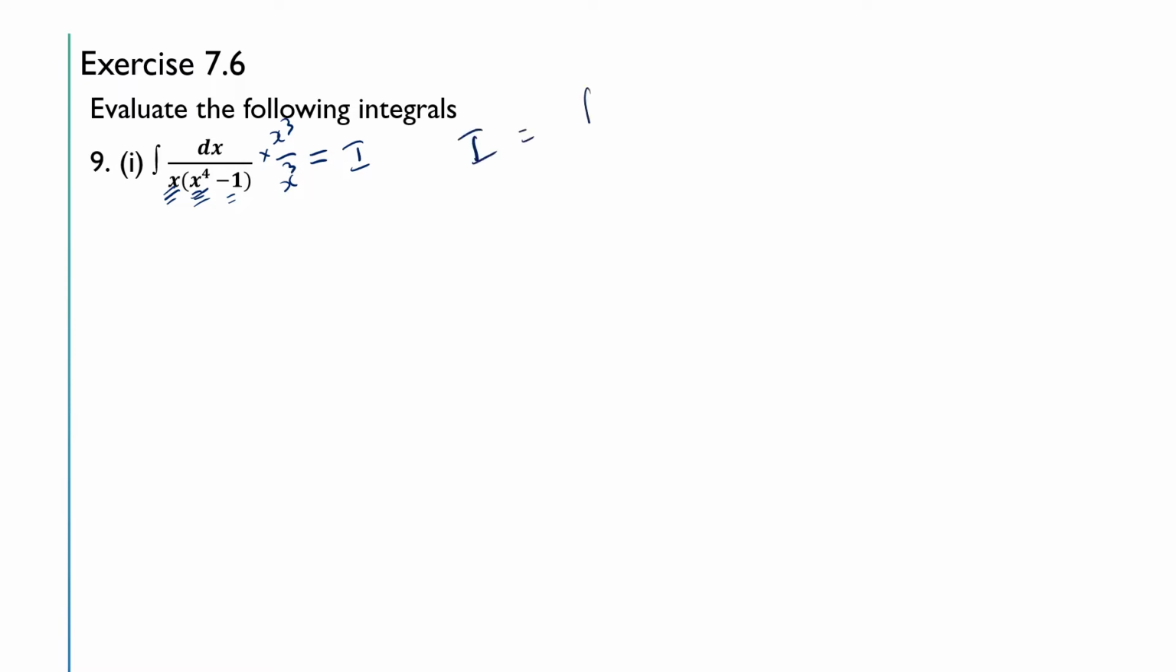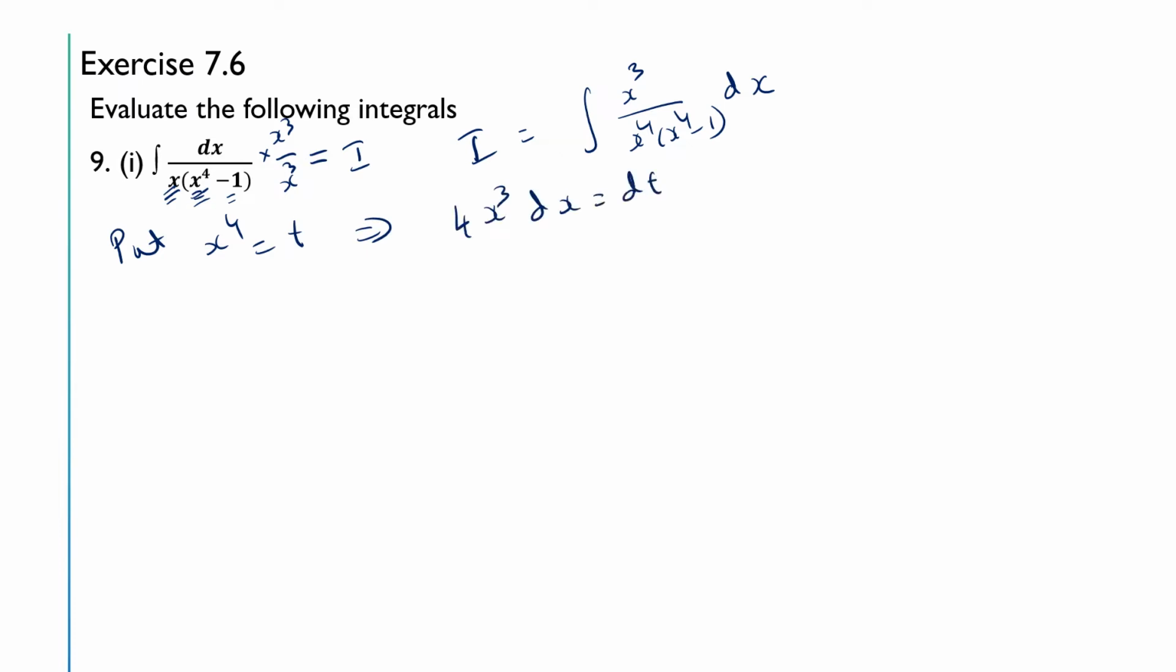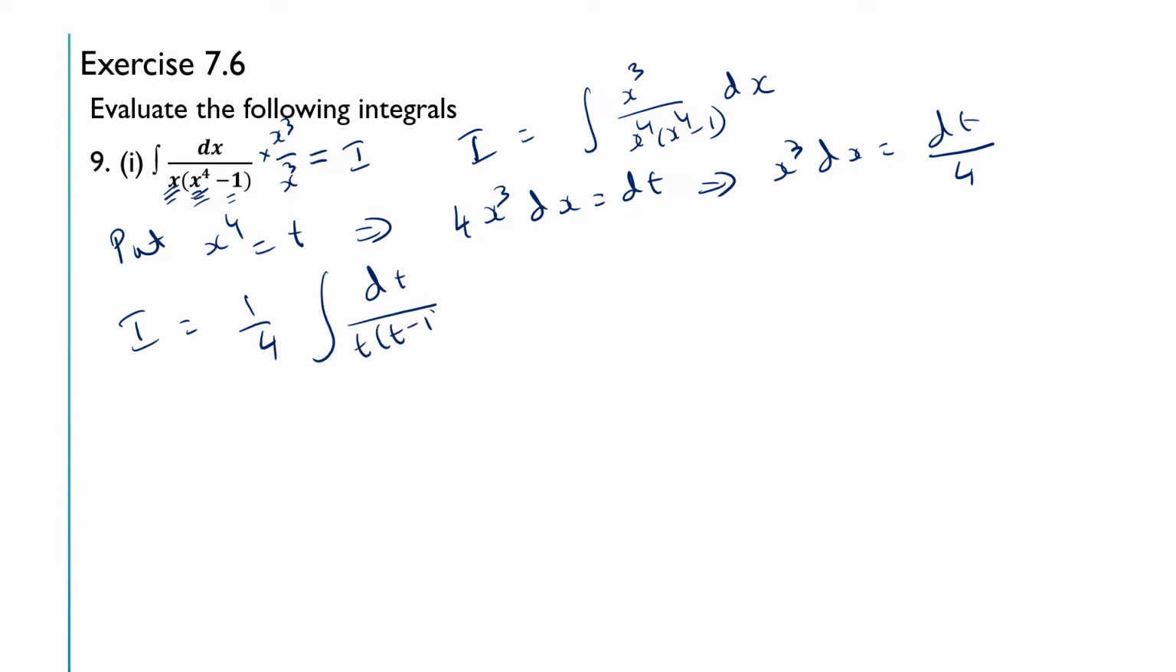So the given integral becomes integral x cube upon x raised to 4 into x raised to 4 minus 1 dx. So let us do the substitution. Put x raised to 4 equal to t. If we differentiate both sides, we get 4x cube dx equal to dt, or x cube dx is equal to dt by 4. So the given integral becomes 1 by 4 integral dt upon t into t minus 1.